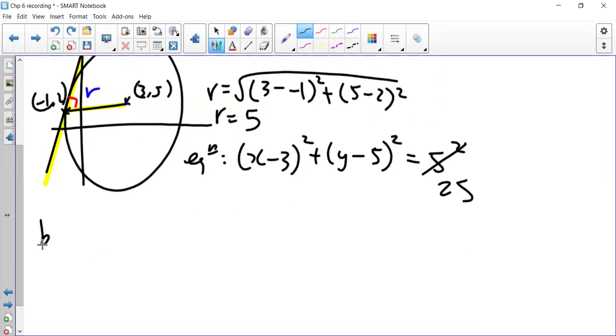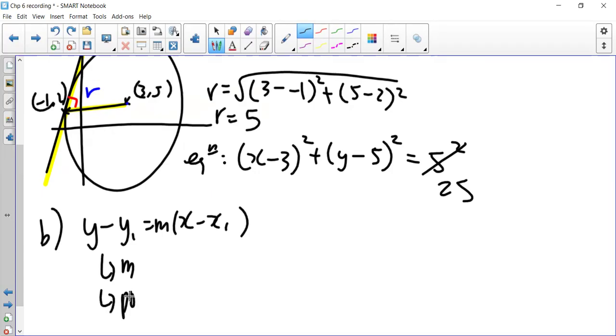So what triggers all this kind of thinking? Well, if I want to find the equation of the tangent, I do need the gradient and the point. I already have the point P, which is (-1, 2). So the question is the gradient.